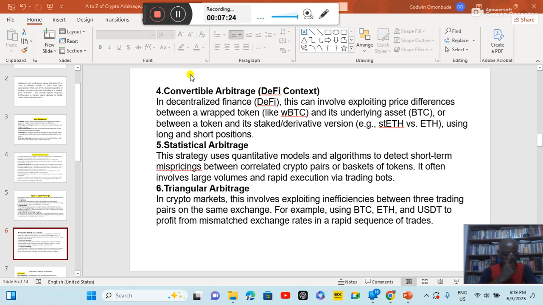Number 6 is triangular arbitrage. Triangular arbitrage is a situation where you exploit the inefficiency between three trading pairs on the same exchange, for example Ethereum, BTC and USD, to profit from mismatched exchange rates in a rapid sequence of trades.